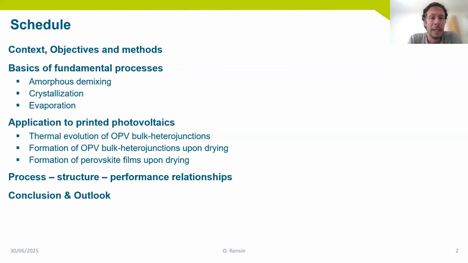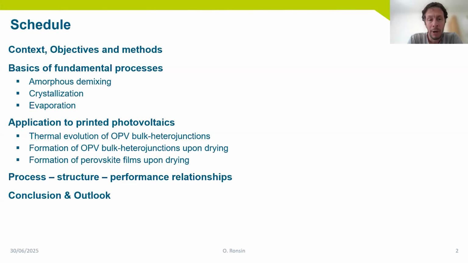So today, after a short introduction, I would like to show you some basics on the fundamental processes that are happening when we process our printed solar cells, namely demixing, crystallization most of the time, and evaporation, which is the process which is triggering the structuring of our layers. Then I'll show you some examples of application to printed photovoltaics.